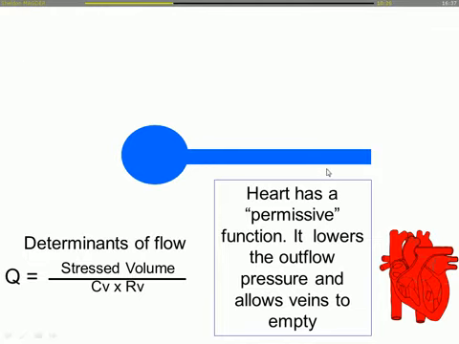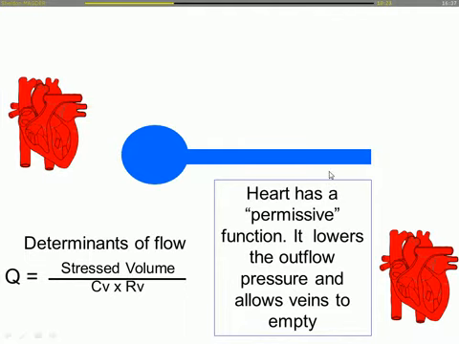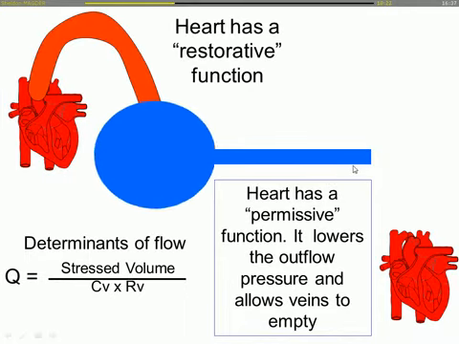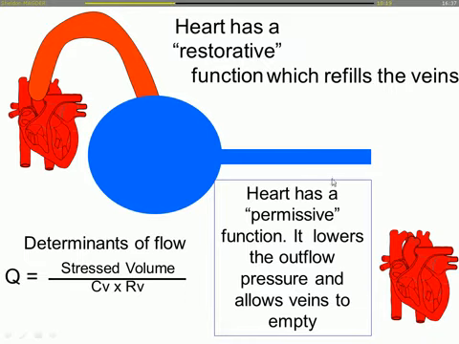Now, the heart has a very important second role, and that's what I call a restorative function. It has to put the volume back. So it's allowing it to come back and putting it back. But it can never put out more than what's in this, the recoil force from this balloon, because that's where the bulk of the volume is. It can add a very small amount from the lungs, but it's a minor factor.